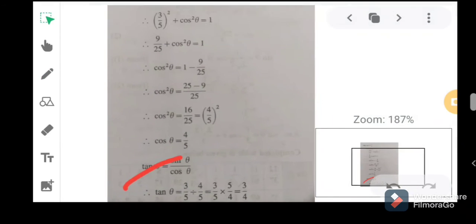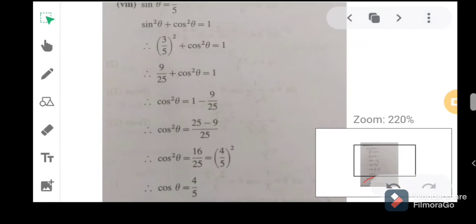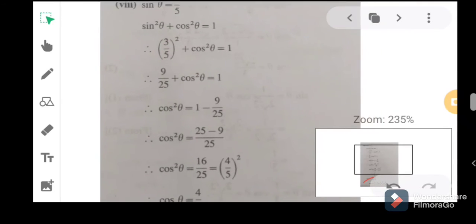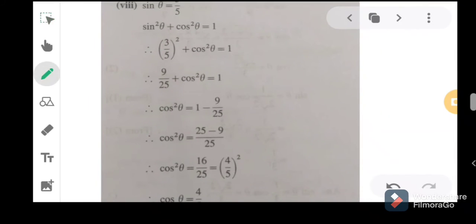This is another example. Sin theta is 3 by 5, given. Now friends, by using the same identity, sin square theta plus cos square theta is 1. Put the value of sin theta, that is 3 by 5. Square of 3 by 5 plus cos square theta equals 1. Square of 3 is 9 and square of 5 is 25. 9 upon 25 plus cos square theta equals 1.